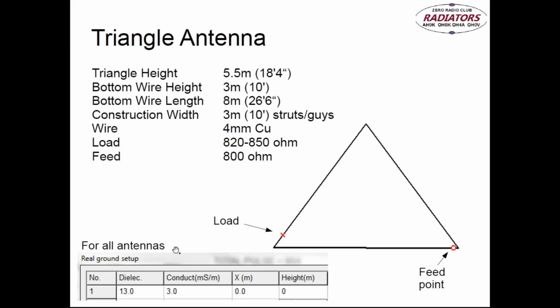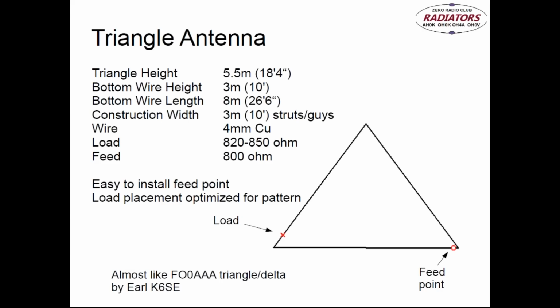And now something for all antennas. Dielectricity and conductivity are going to be 13 and 3 throughout the presentation, for all these models. So this is very close to this FO0 AAA triangle or delta antenna, like K6SC described already nearly 20 years ago. But now we're going to have metrics for it.